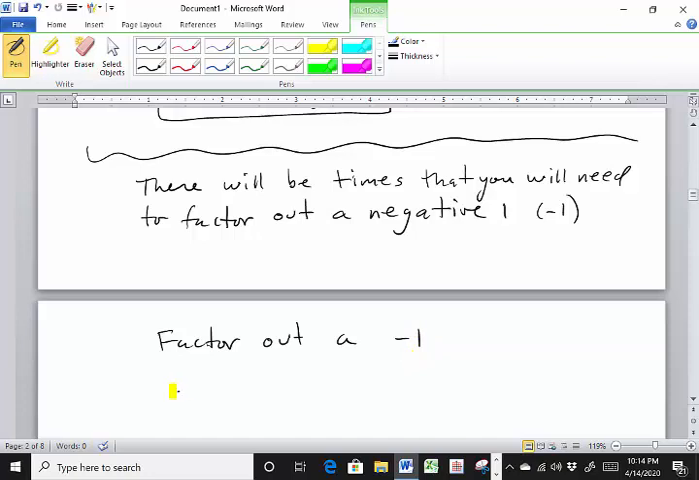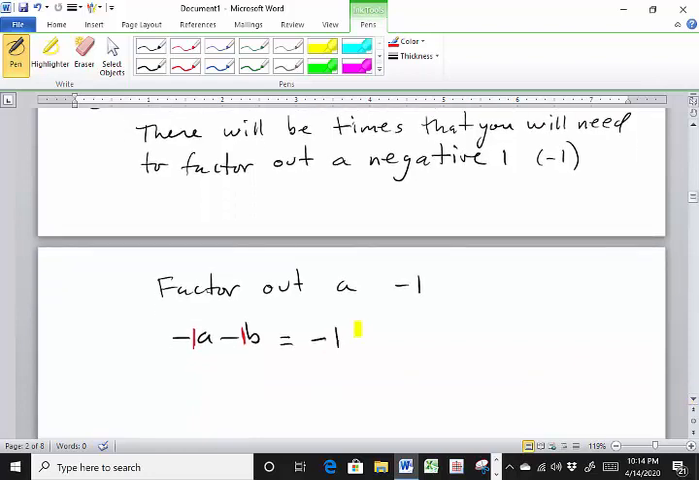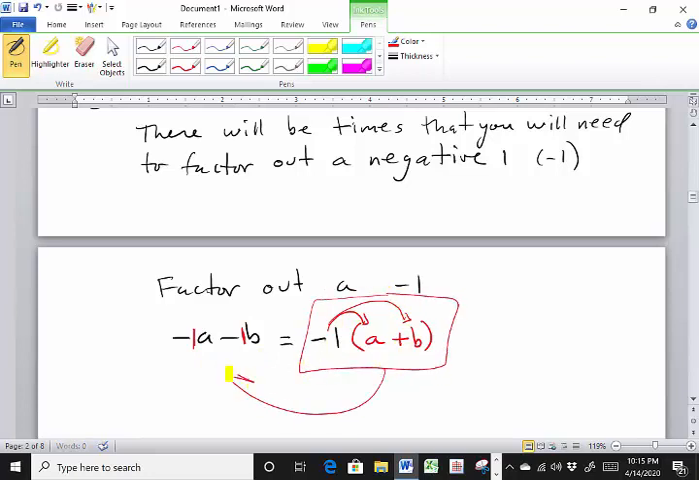Okay? So if I have minus a minus b, well, if I take out a -1 as the GCF, because if you think about it, there's really a 1 there and a 1 there, right? So if you take out a -1, you say -1 times what gives me a minus a? Well, that's just a. And then -1 times what gives me a minus b? Well, that's just a plus b. So notice if I use the distributive law here, -1 times a is minus a, -1 times b is minus b. So when you multiply this out, you get this back. Okay?